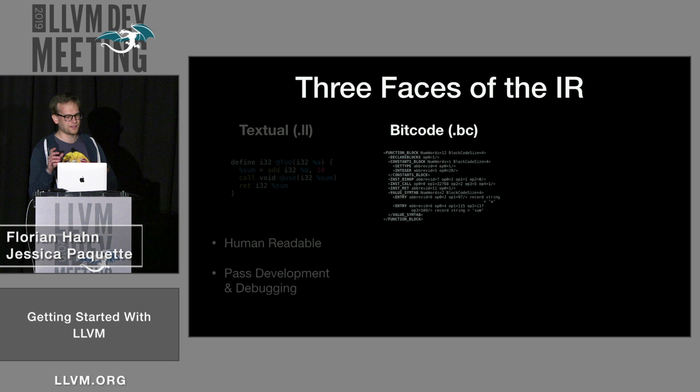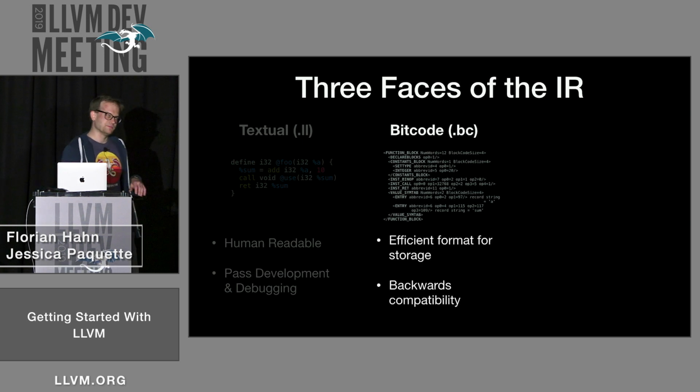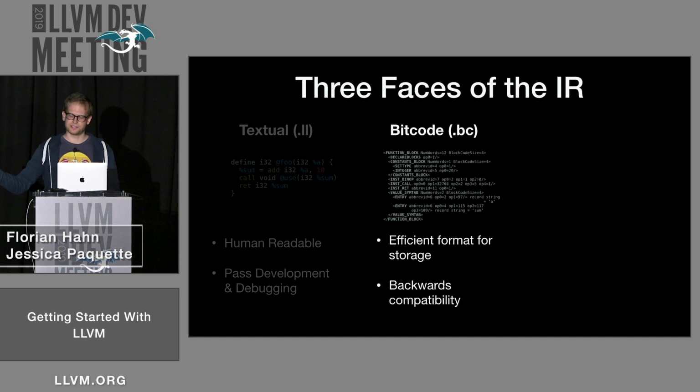And this is where LLVM bytecode comes into play. It's an efficient storage format for the IR, and it's also backwards compatible. So I think at the moment, LLVM 9 can still read LLVM bytecode files generated by LLVM 3.9. So this is really useful if you want to file a bug report, for example, and you want to make sure that the reproducer of the bug is still readable by LLVM in like 3 or 4 years' time.